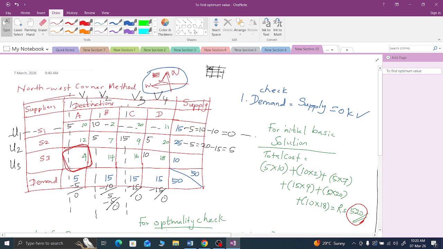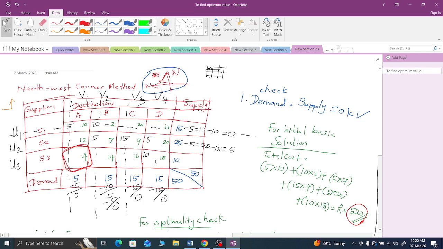Let's use this color, right? Okay, so our loop has to go through the allocated cells, right? Allocated cells mean basic cells. So on this side I am moving. We have to move only horizontally or vertically, right? So I am moving here to this place.